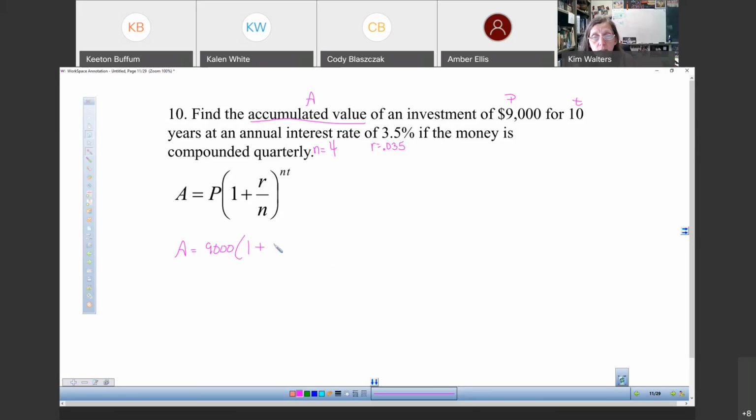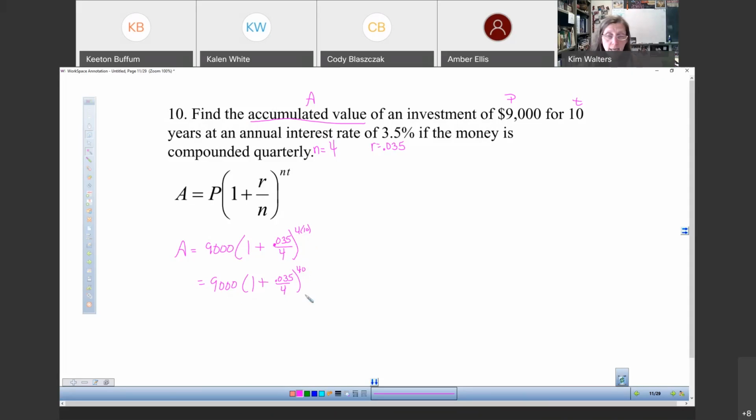1 plus 0.035 divided by 4, raised to the 4 times 10 power. Now, I am going to offer you a huge word of caution. You can put this straight into your calculator, but I am going to tell you to do one thing before you do that, unless you're going to be super careful. Multiply 4 times 10 and get 40, okay?